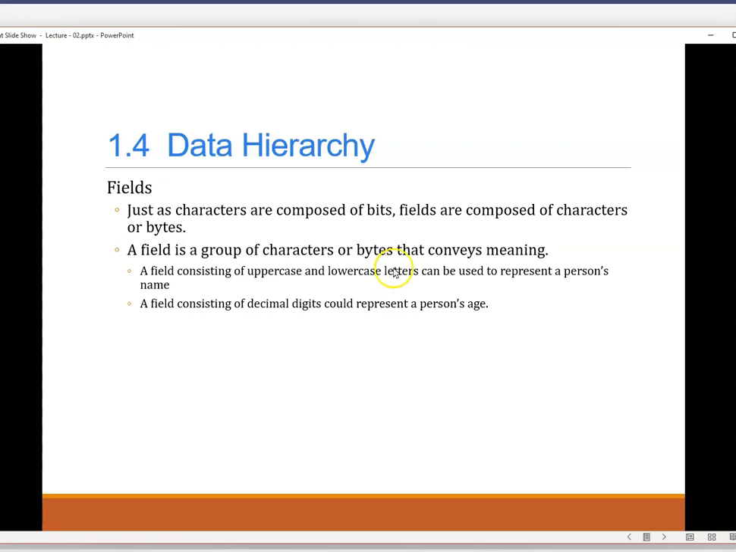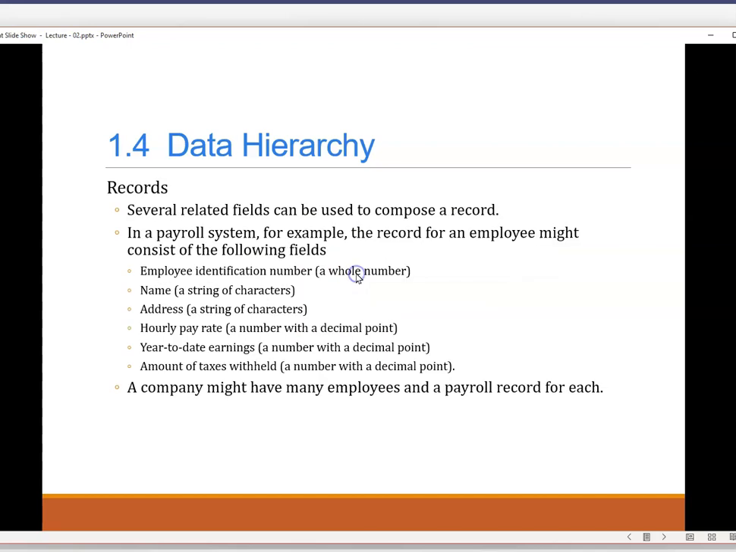Fields are groupings of characters. A field is a group of characters with a semantic meaning. A field consisting of uppercase and lowercase characters can be used to represent a name. A field of digits could be their age, all sorts of things like that. A record is several related fields combined together.